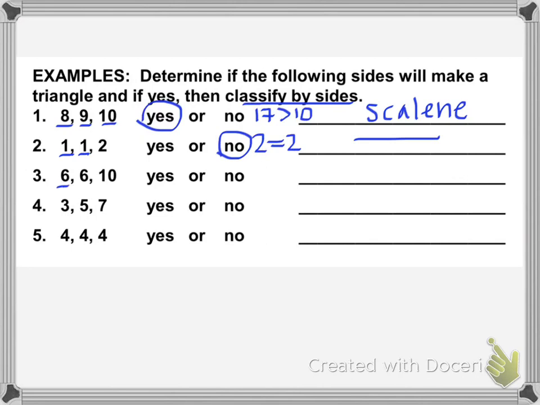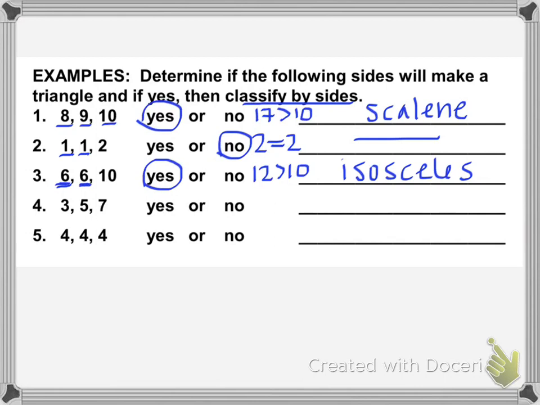Number 3, the two shortest sides are 6 and 6. We add those, we get 12. The third side that's longest is 10. 12 is greater than 10. So yes, it makes a triangle. Because 2 of the sides are the same length, they're both 6, this will form an isosceles triangle, which is the kind where 2 sides are the same length.